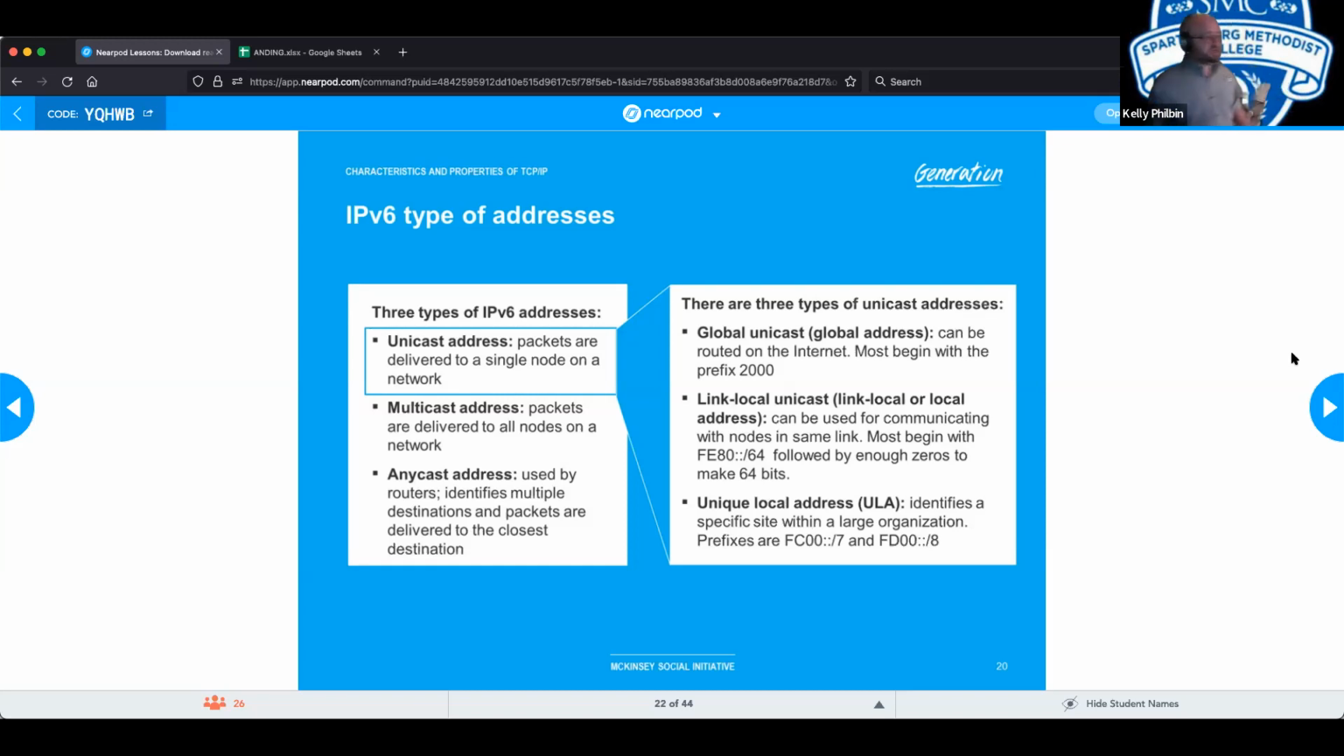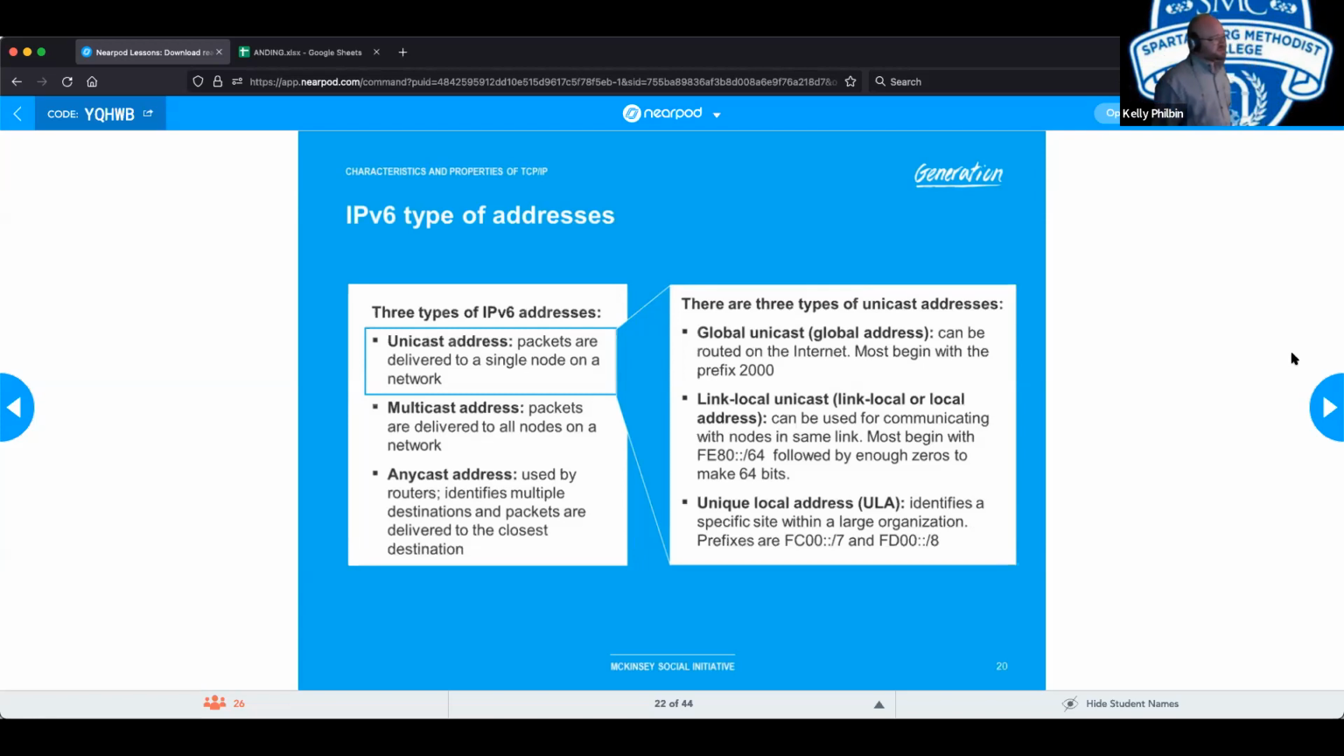You have your global unicast, which can be routed on the internet, and it must begin with the prefix 2000. And then you have your link local unicast, or your link local address, which can be used for communicating with nodes on the same link. And those must begin with FE80. Then you have your unique local address, which identifies a specific site within a large organization. And those prefixes start with FC00 or FD00.